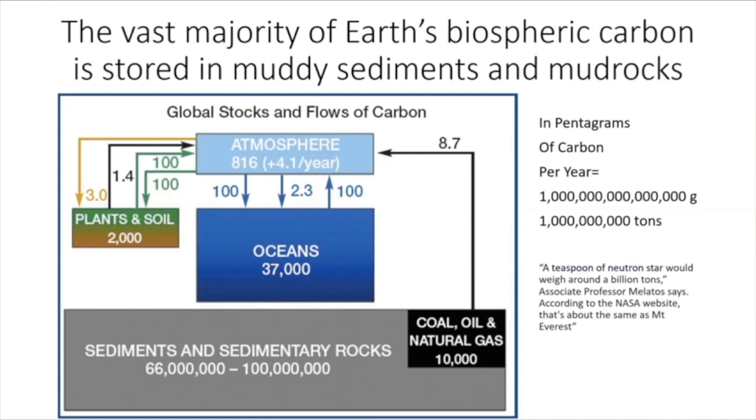So basically you find it in the atmosphere. And these numbers that I'm showing here are in pentagrams. And everybody knows what a pentagram is, right? Well, it's a 1 followed by 15 zeros grams, okay? And I can convert that into tons. It's about 1 billion tons.